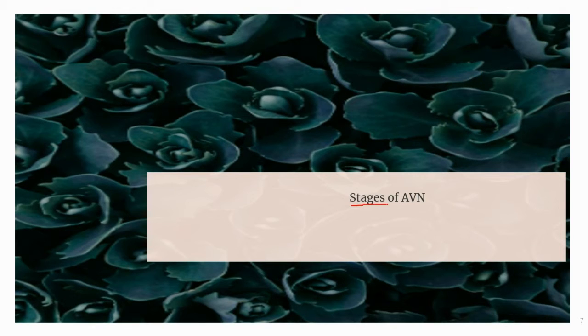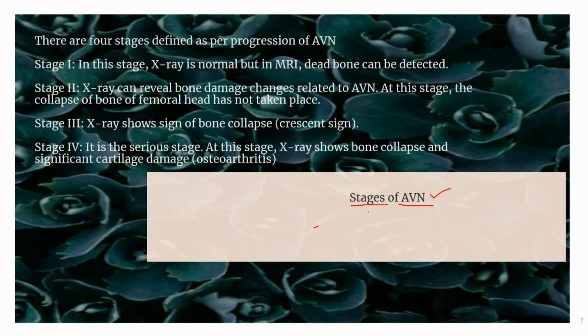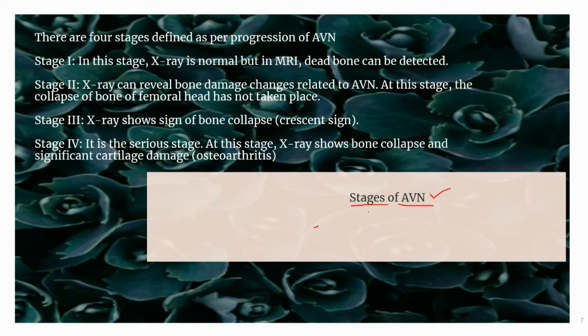Now next we'll talk about the stages of avascular necrosis. So we have two types of classification of the stages of avascular necrosis. First, we'll talk about the four stages classification as per the progression of the avascular necrosis. And next, we'll talk about the four stages classification system of avascular necrosis based on standard radiographs. So first of all, we'll talk about the four stages as per the progression of avascular necrosis. So in stage 1, what happens in this stage: X-ray is normal, but in MRI, dead bone can be detected.